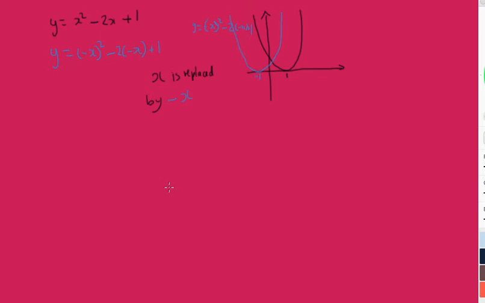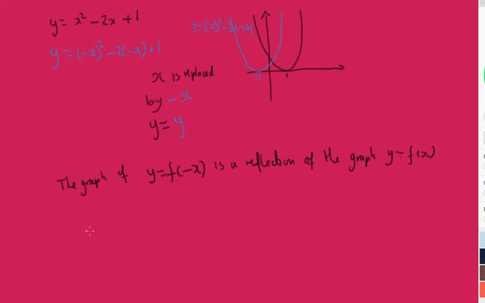So the curves are at, so we have here, when x is replaced by minus x, y equals the y in blue. So the values of y are the same when you take x and change it to minus x. So the general rule here is the graph of y equals f of minus x is a reflection of the graph y equals f of x in the y axis.